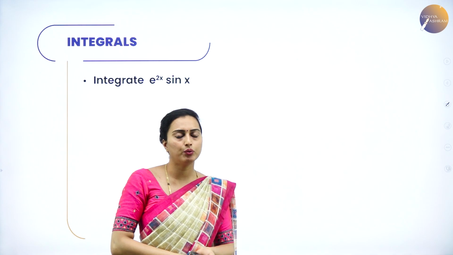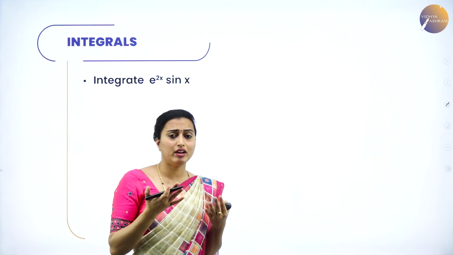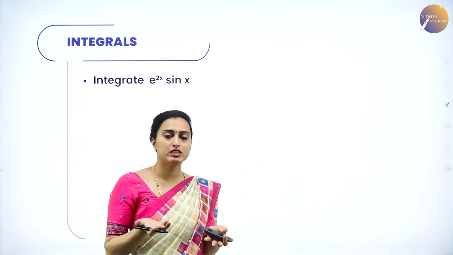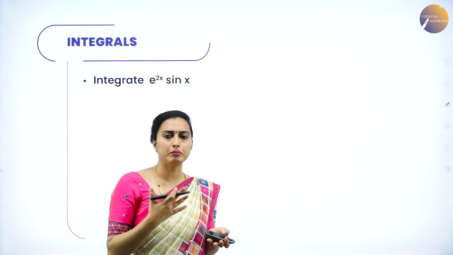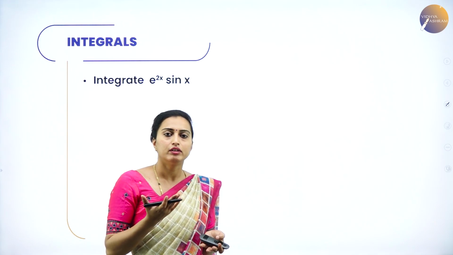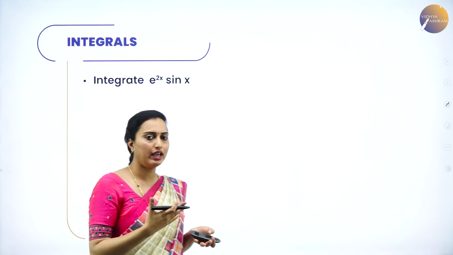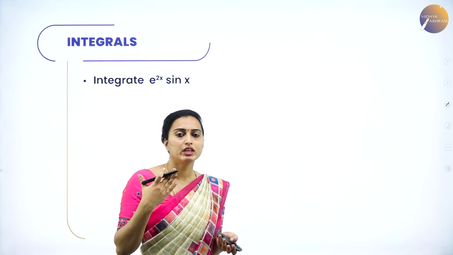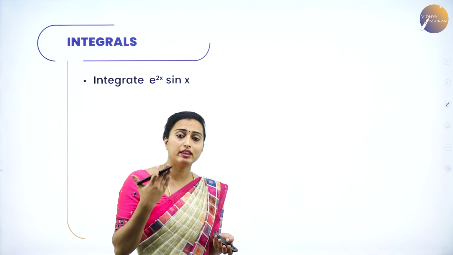Integral of e power 2x into sin x. Never add and subtract anything there to get it as f of x plus f dash of x. So in the normal method only, we are going to do it according to the ILATE rule and then by using the formula. So what is the ILATE rule? First is inverse, logarithmic, algebraic, and then trigonometric and then exponential.